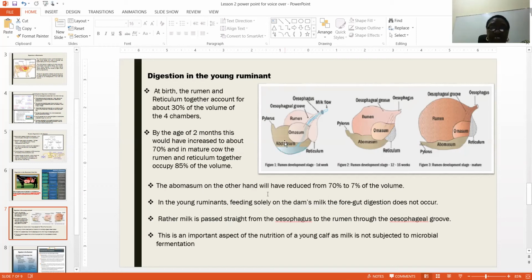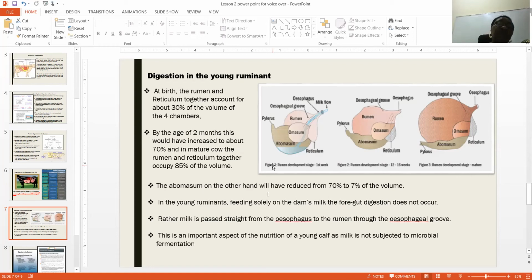You can see it in this diagram that is here. But by the age of 2 months, this would have increased to about 70%, and in the mature cow, the rumen and reticulum together occupies 85% of the volume of the stomach.